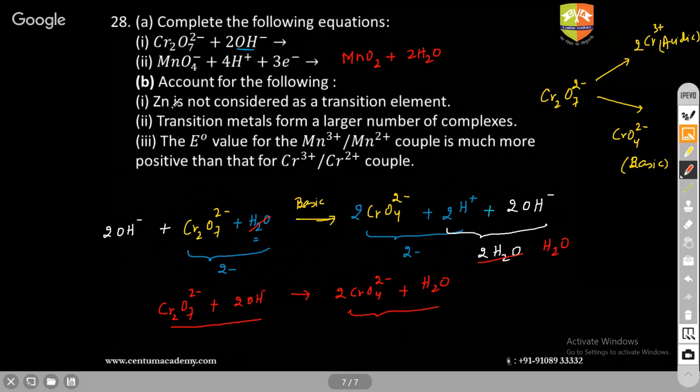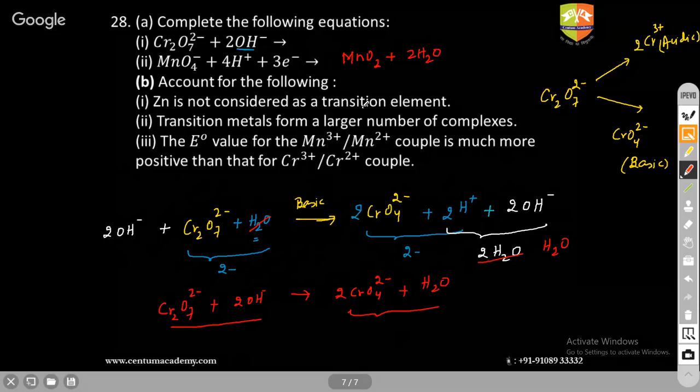Okay, what is this answer? Zn is not considered a transition element. What is a transition element? Can you tell me the definition of a transition element? What is the difference between a transition element and d block elements? Transition elements are those elements which have partially filled d orbitals. When d orbitals are completely filled, it is a d block element, right? Partially filled d orbital. If you draw the electronic configuration of Zn, you will get a completely filled d orbital. It is not partially filled. That's why it is not a transition element. It is a d block element.